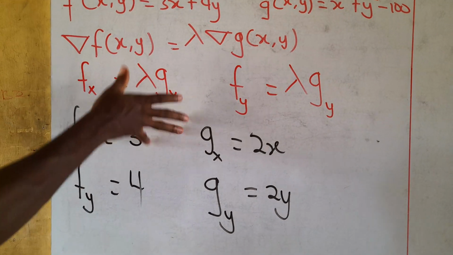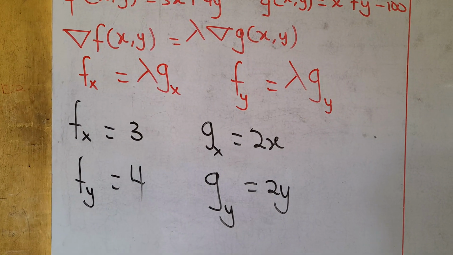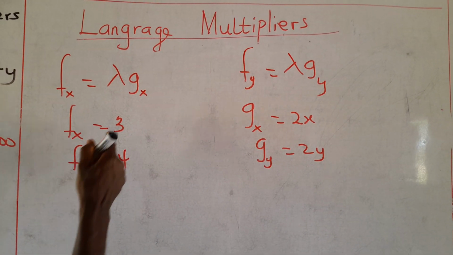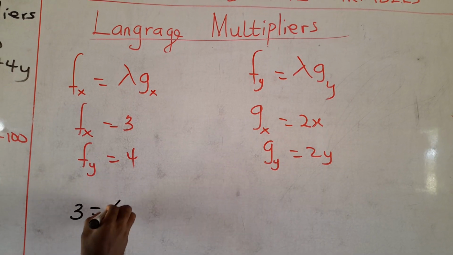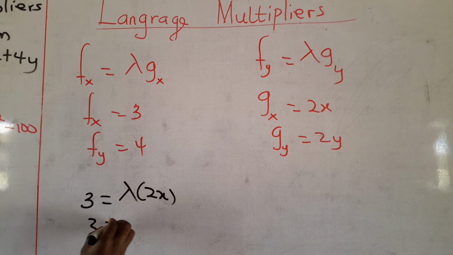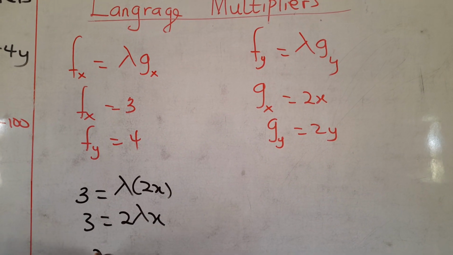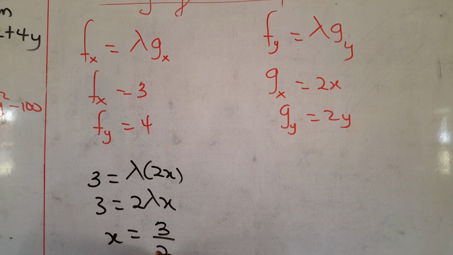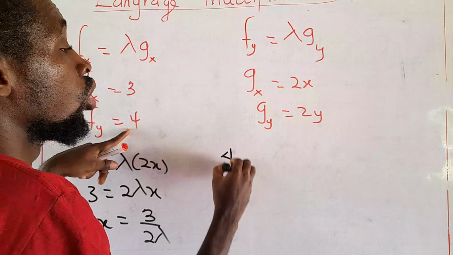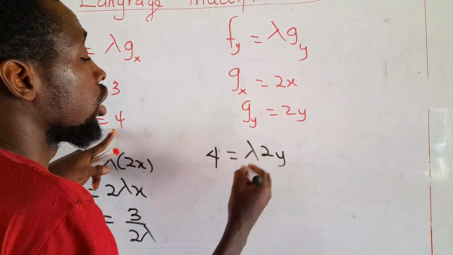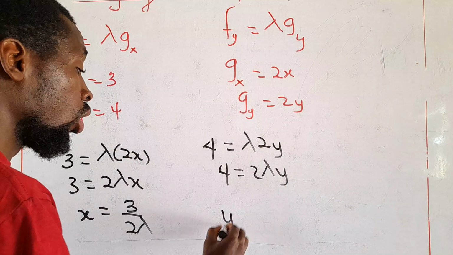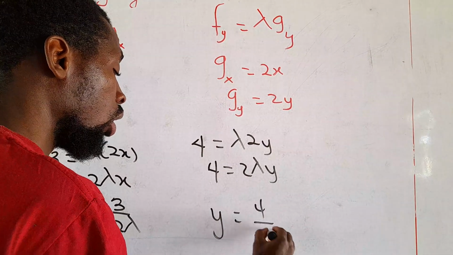Now we substitute these values into this to find x in terms of lambda and find y in terms of lambda. So in substituting, you can say 3 will be equal to lambda times 2x. So our 3 will be equal to 2 lambda x. X in terms of lambda will be 3 over 2 lambda. Also, 4 will be equal to lambda times 2y. So 4 will be equal to 2 lambda y. And our y will be equal to 4 over 2 lambda.